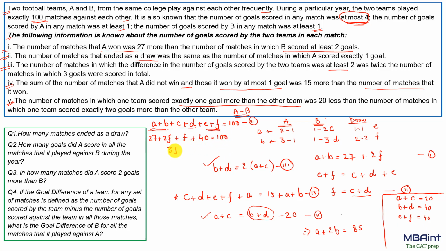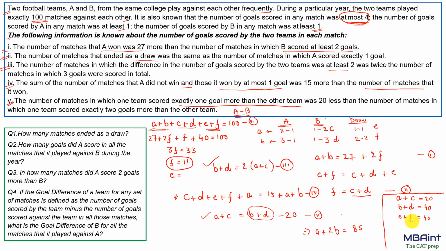So this is 3F equals how much? 3F equals 33. This is 67 minus 33. So we'll get F equals 11. Now when we got the value of F equals 11, we can get the value of E, because E plus F equals 40. So value of E is nothing but 29.